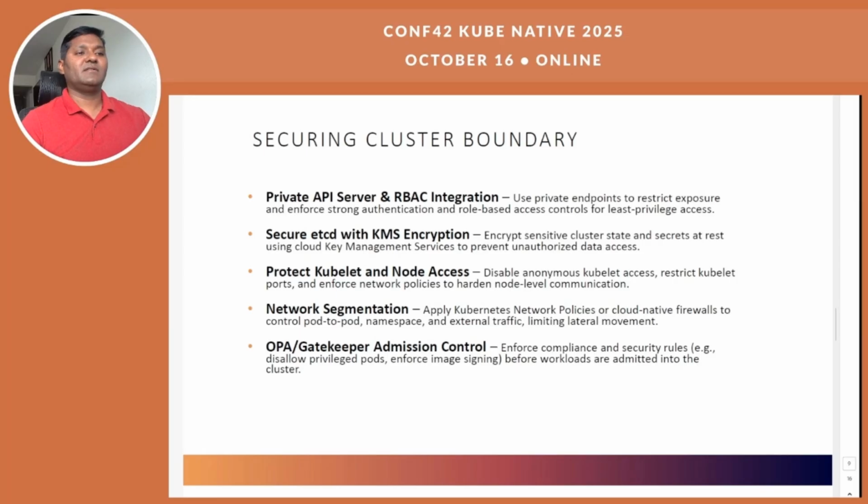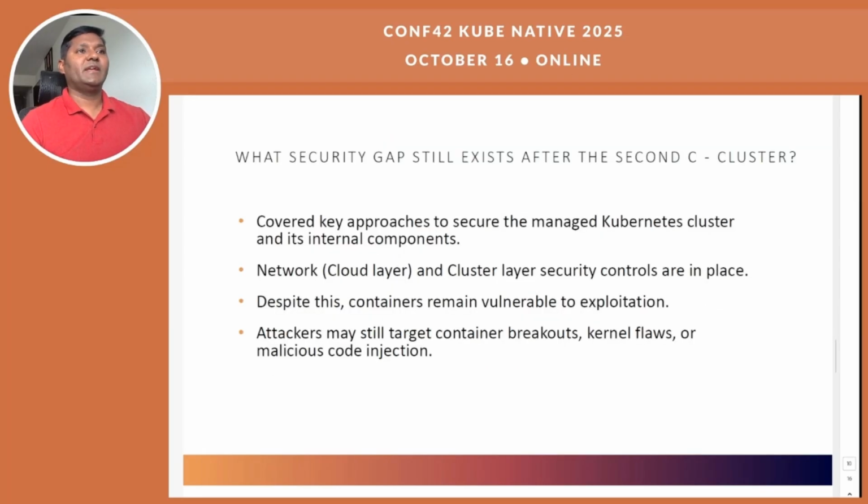With the cluster layer secured, attention now shifts to the next layer. What security gap still exists after the second C, cluster? At this stage, both the cloud layer and cluster layer have been secured. The network perimeter is protected, and strong controls are in place, such as private endpoints, RBAC, encryption, and admission policies. However, these controls primarily protect the infrastructure and management components of Kubernetes, not the workloads themselves.